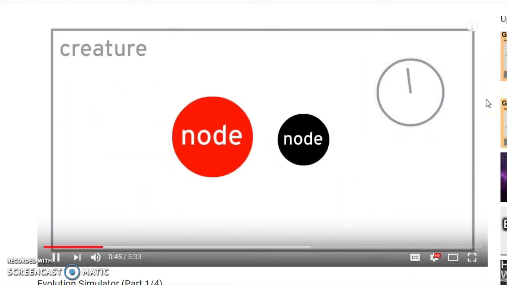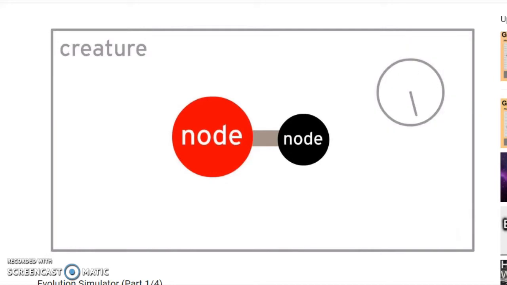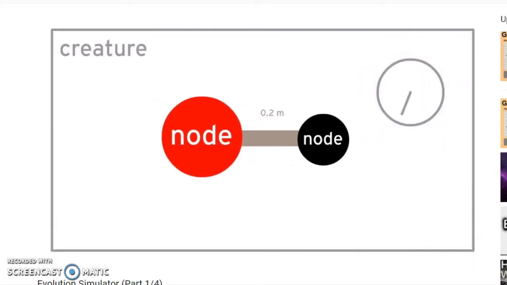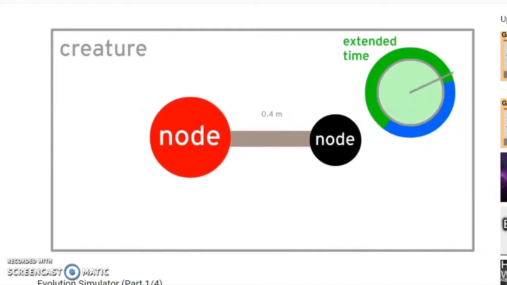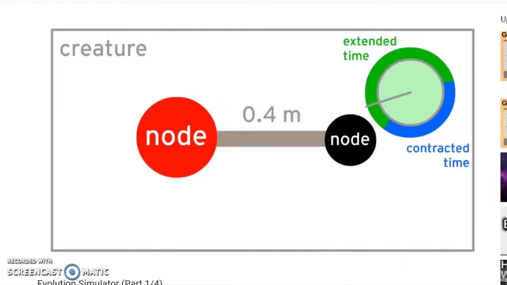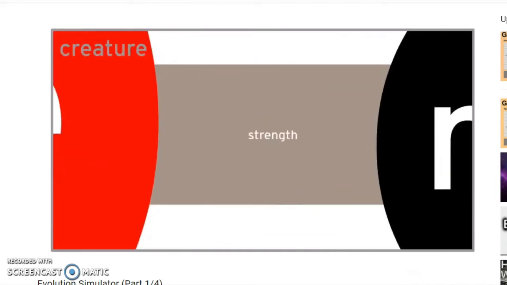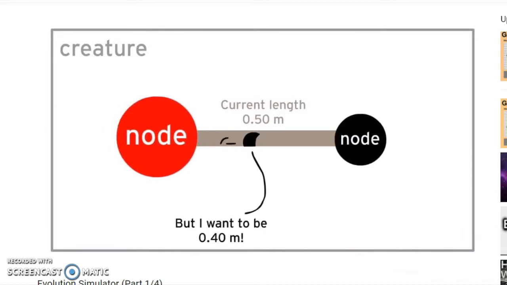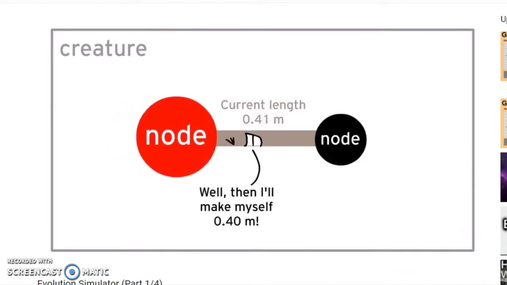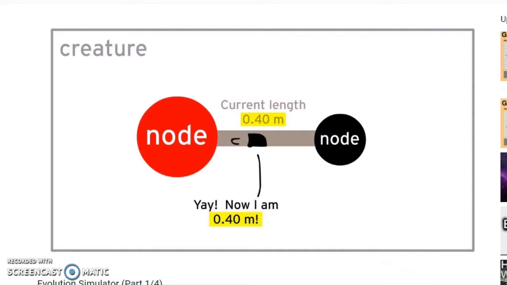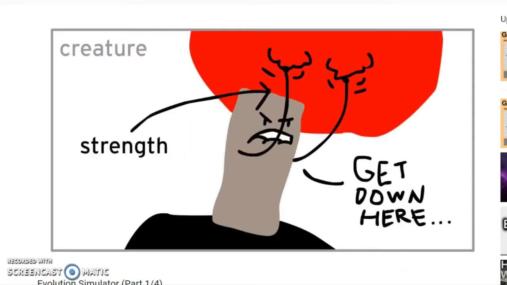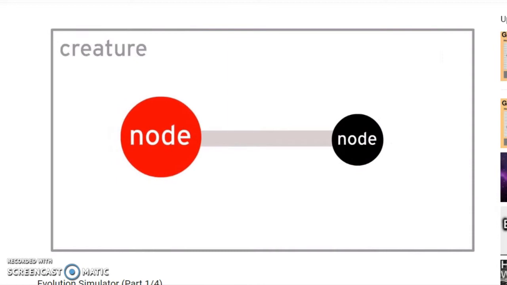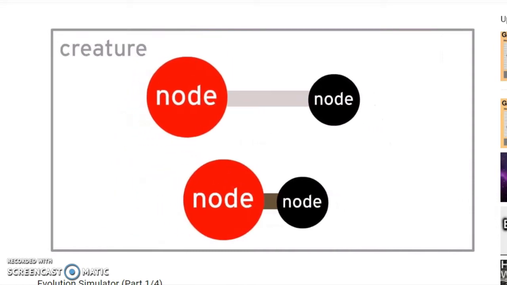Two nodes can be connected with a muscle. Muscles have many more traits than nodes. They have an extended length and a contracted length. They also have an extended time and a contracted time, which are based off of the internal clock. Finally, muscles have strength. Basically, a muscle is rarely exactly the length it's trying to be. It's always trying to push or pull its two nodes so that it reaches its target length. How hard can it push or pull? That's its strength. The higher a muscle's strength is, the more opaque it appears.